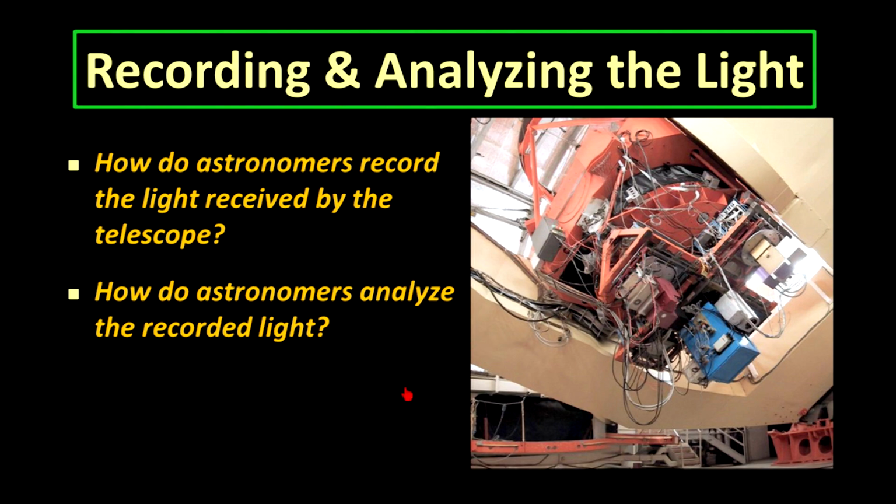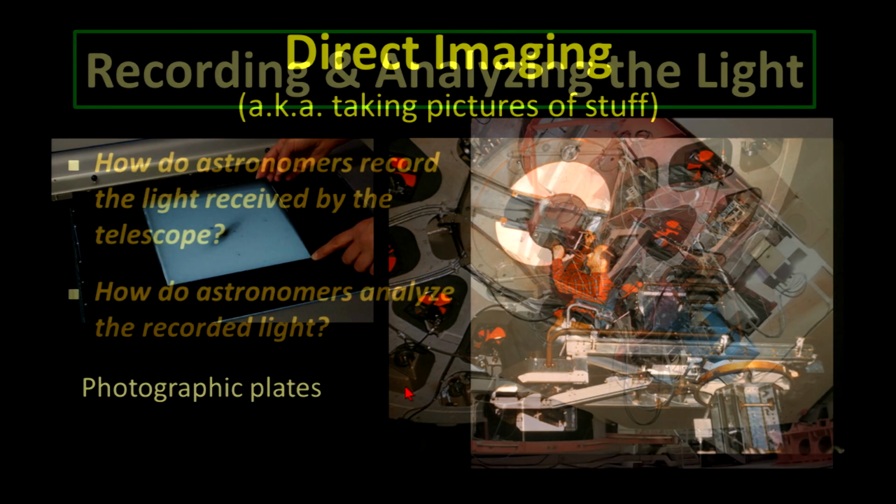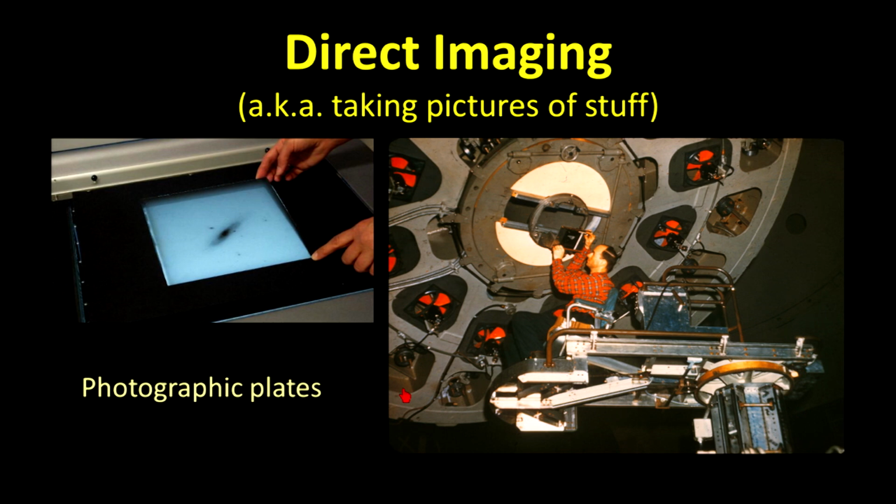Now, the first challenge that an astronomer has is the ability to make a permanent record of what you see. And so this falls into a category of what we call direct imaging. In other words, this is how we take pictures of things.